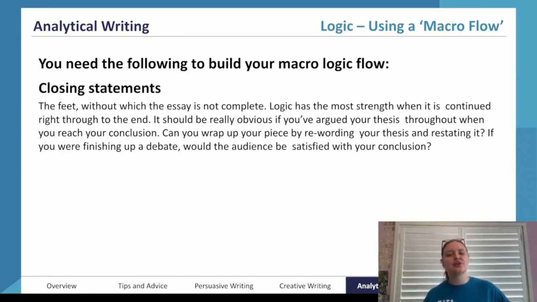So it should be really obvious in your conclusion what your thesis is and that you've argued it successfully throughout. So you can wrap up your piece by rewording your thesis to basically say, yes, I have proven this to be correct. And you need to ask yourself the question, if this was a debate, if I was doing a persuasive speech, would the audience be satisfied with my conclusion? Would they feel as if I had argued this successfully?